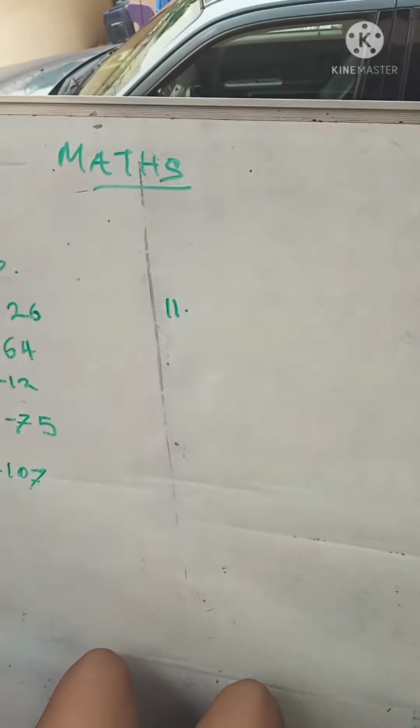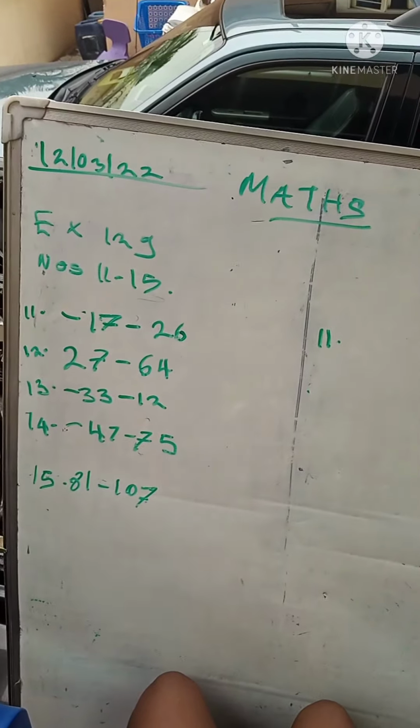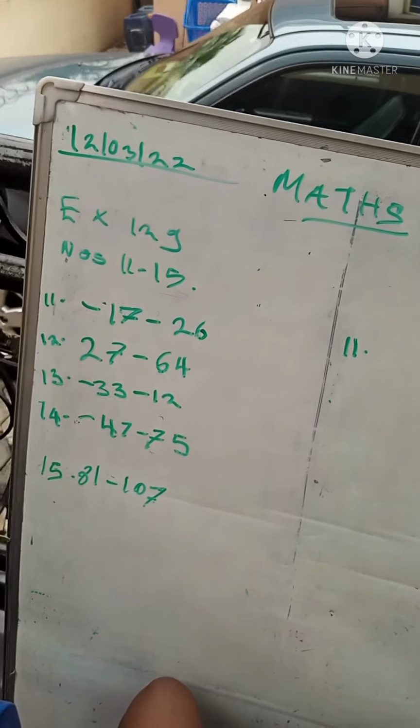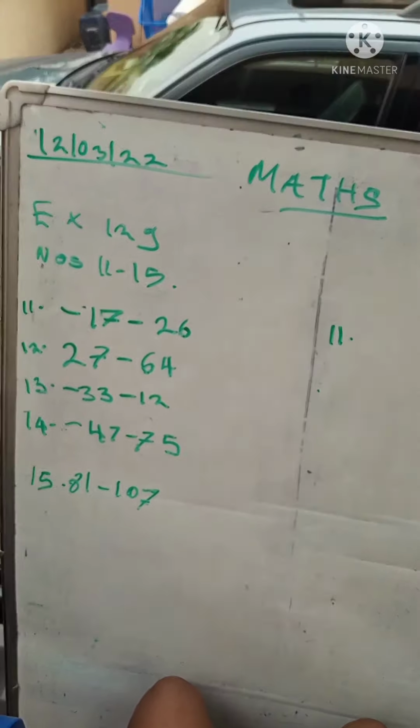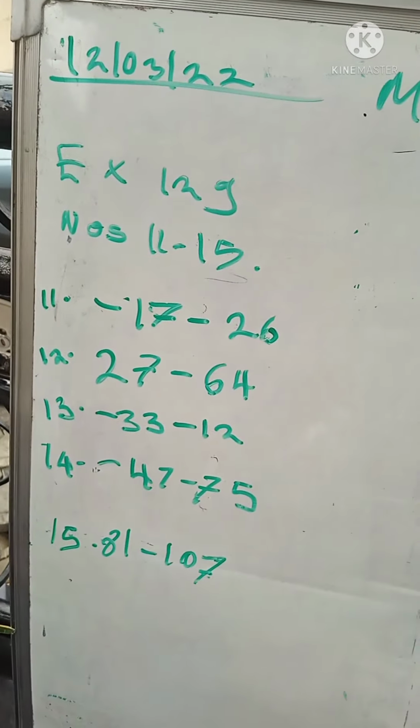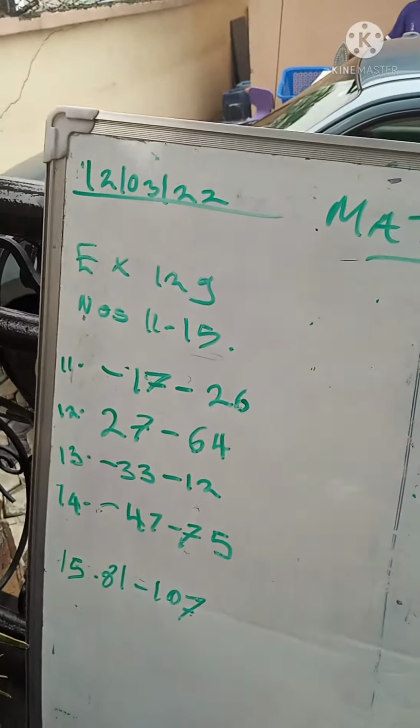This morning we want to solve some questions on directed numbers. I have one of my students in JSS1, so she'll be the one that will solve the questions. As you can see on the board, these are the questions from 11 to 15. So she's going to start now.